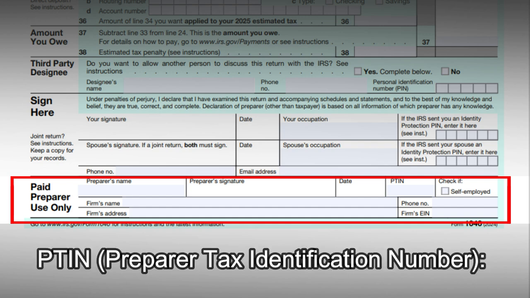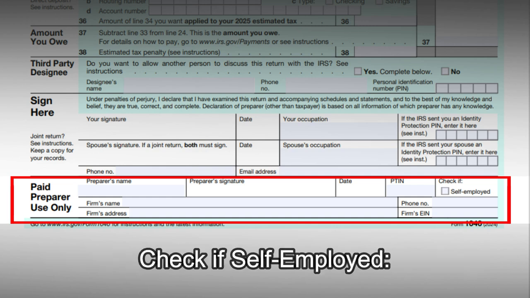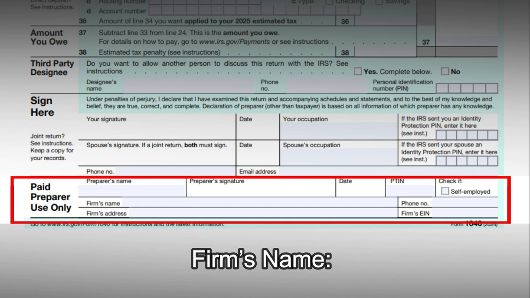PTIN, Preparer Tax Identification Number. The preparer must enter their PTIN, which is a unique number assigned to tax preparers by the IRS. It's required for anyone who prepares taxes for compensation. Check if self-employed. If the preparer is self-employed, i.e., they work independently and aren't part of a larger firm, they will check this box. Firm's name. If the preparer works for a firm, the name of the firm or company they work for is entered here.